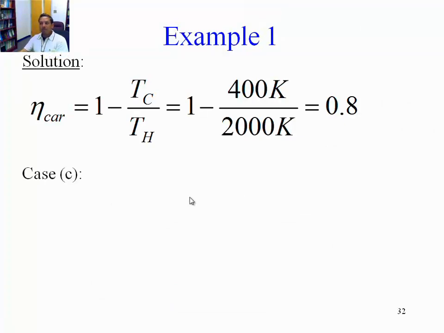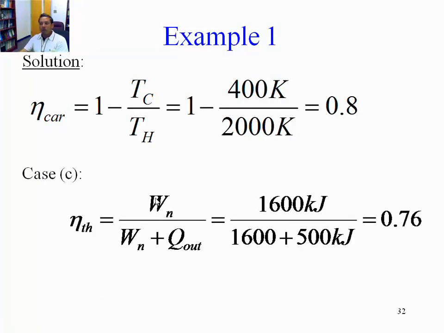Case C, we were given the work net and we were given Q out. We were given the heat rejection to the cold temperature reservoir. That's 500. We're given that W net is equal to 1600. Remember that the efficiency is W net divided by Q in. But remember also that W net is Q in minus Q out. Therefore, Q in is equal to W net plus Q out.